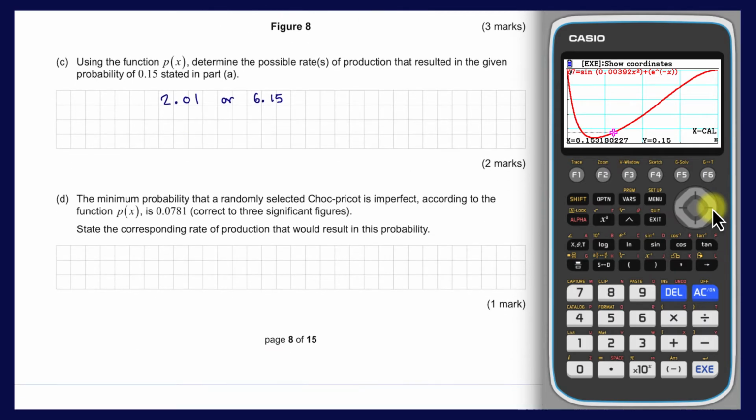Now part D asks for the minimum value, and it actually tells us that the minimum probability is 0.0781, and it wants to know the corresponding rate of production. In other words, what is the x value corresponding to that? So I could even use x calculation again, but just to be super safe, I'm going to use the minimum calculation there. We can see the 0.0781 and the 3.576, which looks like 3.58 to me, again to 3 significant figures. So there's the x coordinate of our maximum.